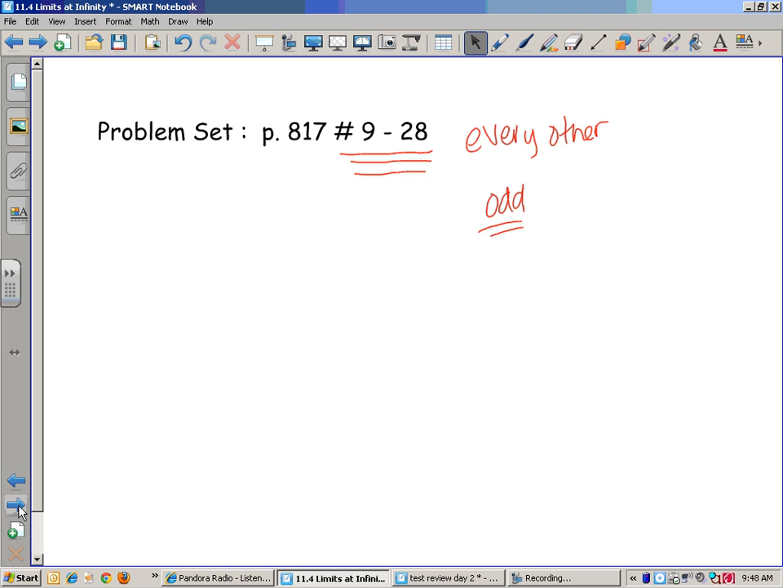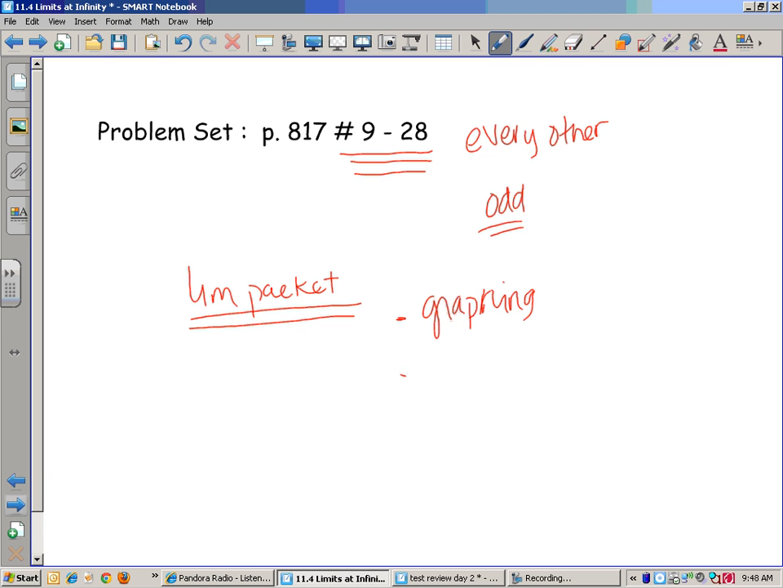The other two things I want you to make sure you are looking at are your limit packet. I told you we would come back to that when we hit limits at infinity. And so the limit packet, you have two of them. You have the first one where it's the graphing one. And then you have the second one where it's just a bunch of words and it says the limit as x goes to infinity. Okay, so you have the graphing one and then you have the finding limits algebraically. Okay, I'm going to collect both of these tomorrow. These are both due tomorrow.